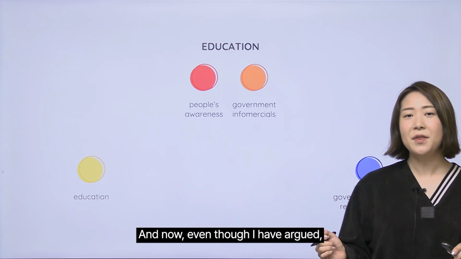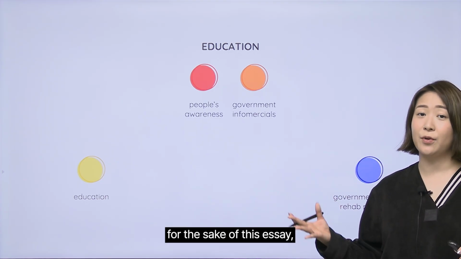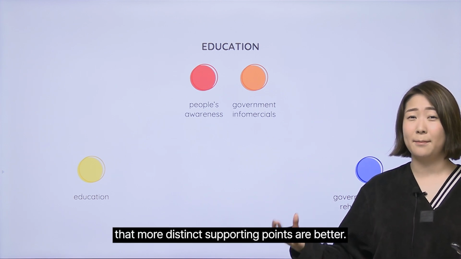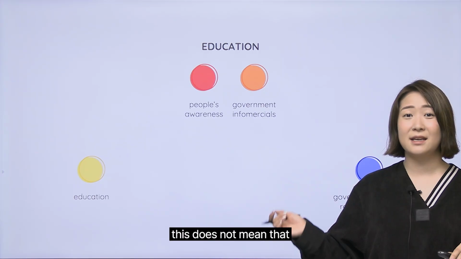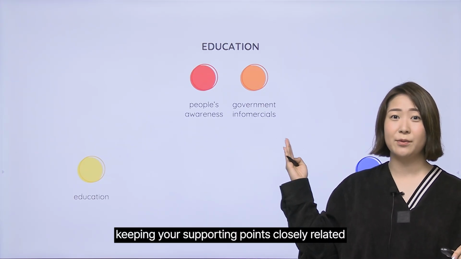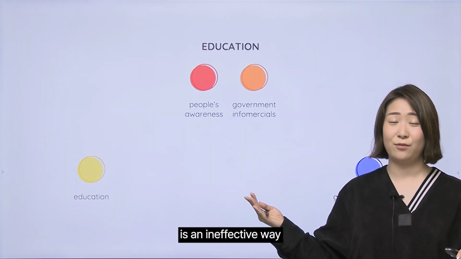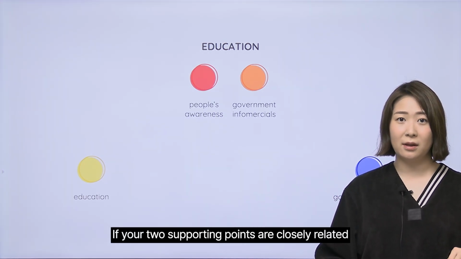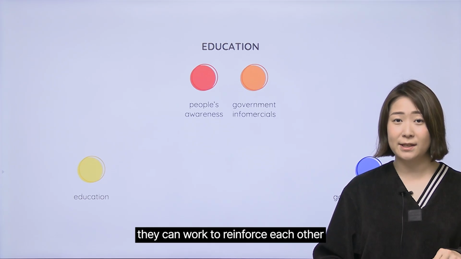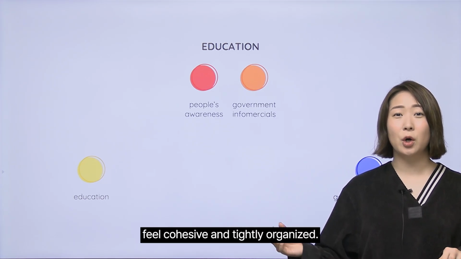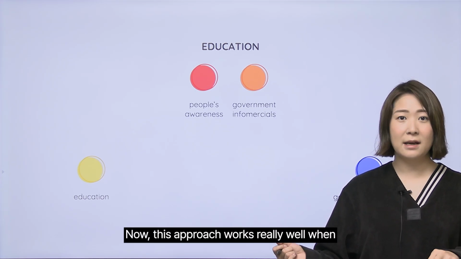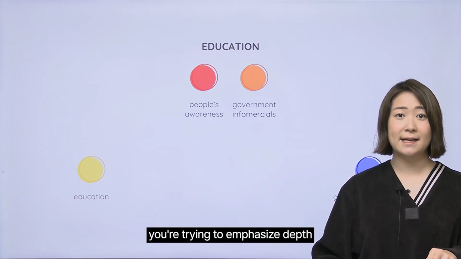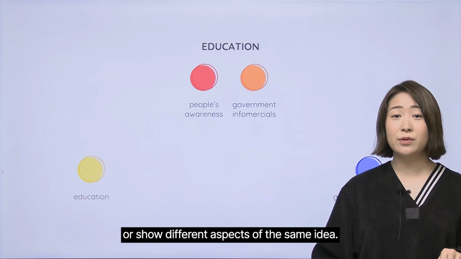And now, even though I have argued for the sake of this essay that more distinct supporting points are better, this does not mean that keeping your supporting points closely related is an ineffective way to structure your paragraph. If your two supporting points are closely related, they can work to reinforce each other and make the paragraph feel cohesive and tightly organized.